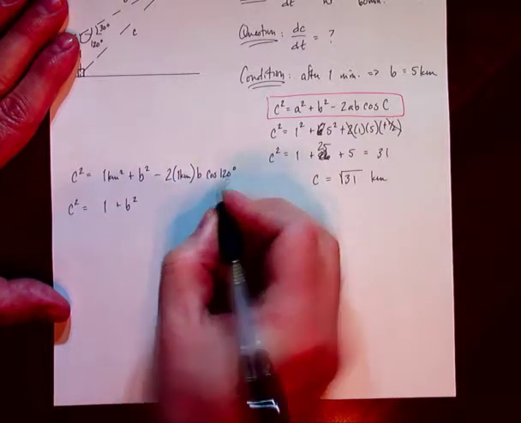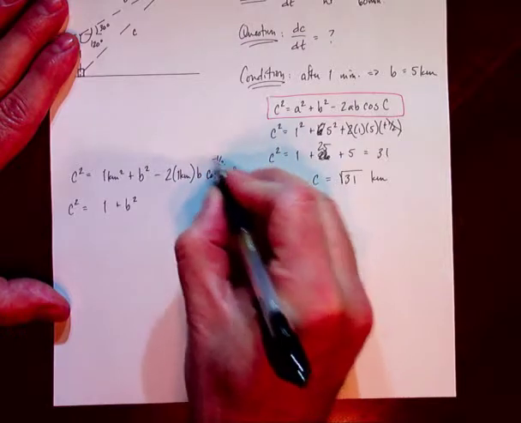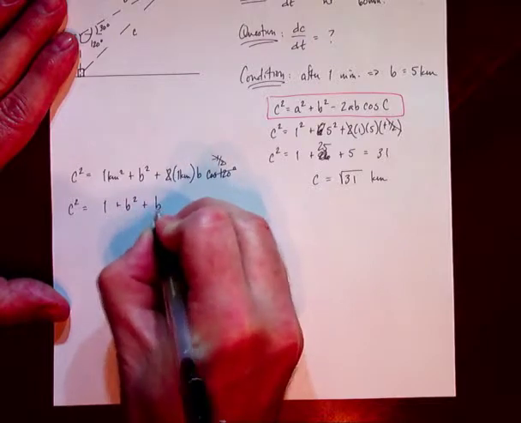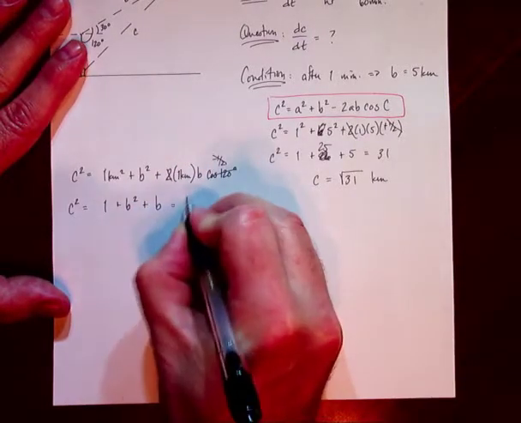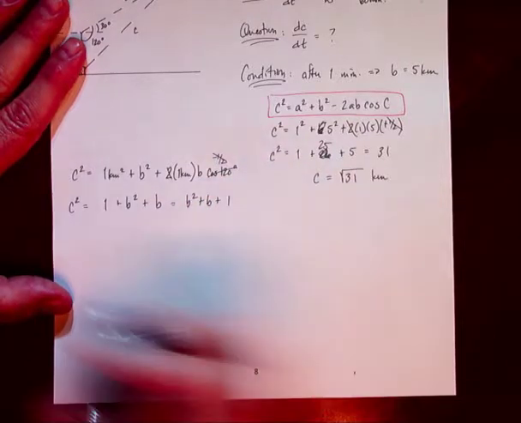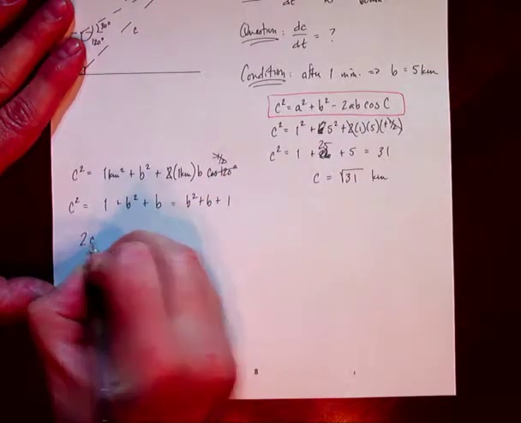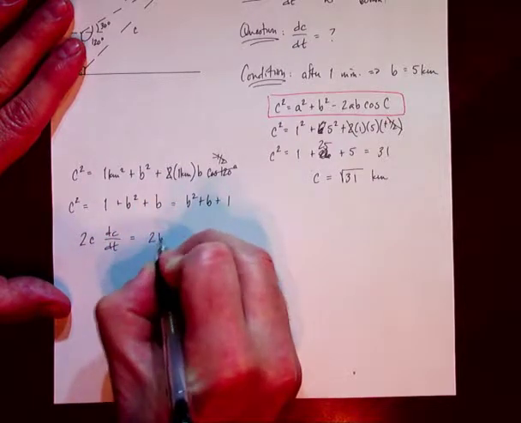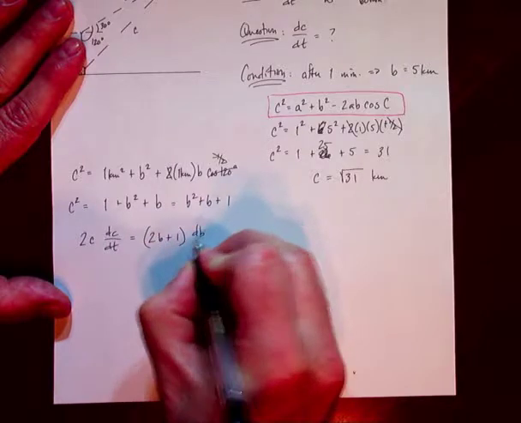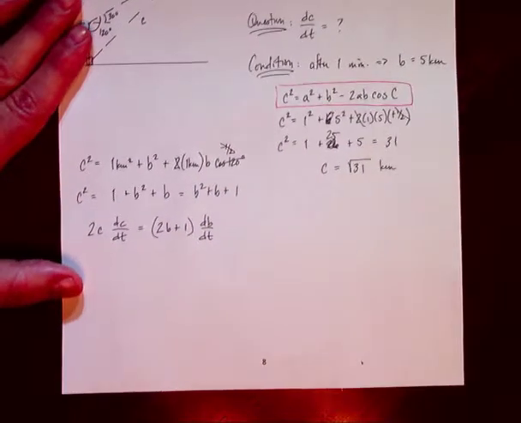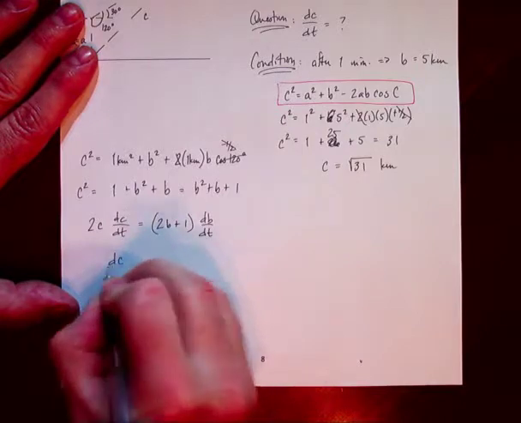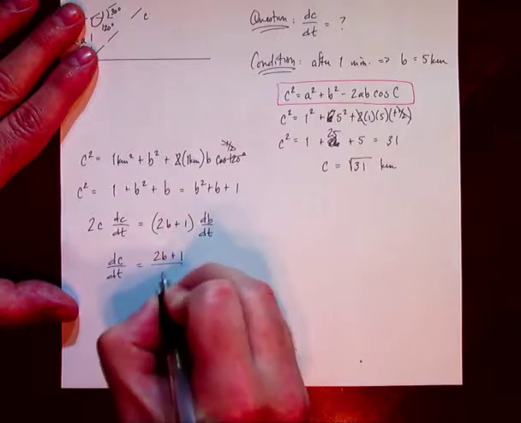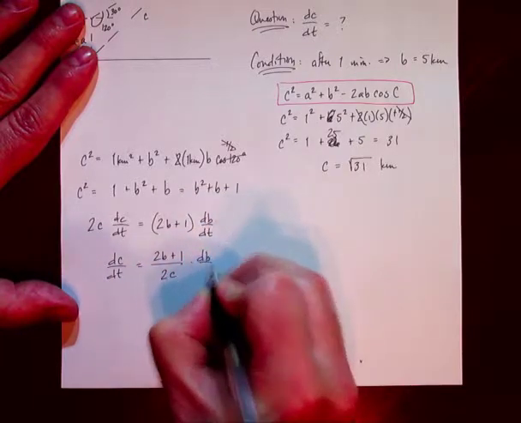Basically, cosine of 120 is, of course, -1/2. The -1/2 cancels with the -2, and I'm just left with B. So, I mean, you can reorder this if you want. It doesn't really matter. So when I take the derivative, I'm going to get 2c dc/dt is equal to (2b plus 1) db/dt. And now I have everything that I need. I know that dc/dt is going to be equal to (2b plus 1) over 2c times db/dt.